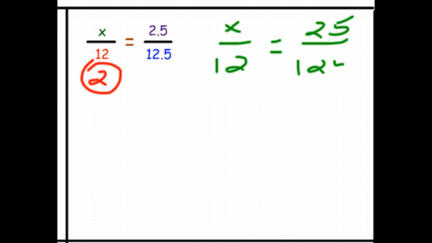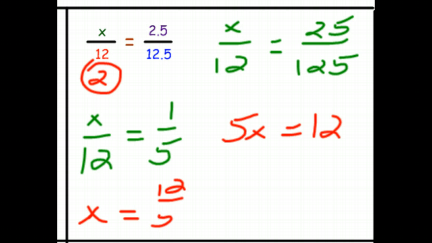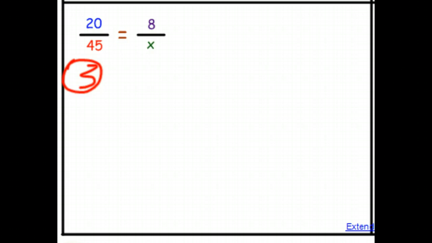Now I can do that because I'm taking a fraction. I'm creating an equivalent fraction, in this case an equivalent ratio. Once I do that, I can see that 25 divided by 125 is the same as 1/5. So x over 12 equals 1 over 5. Now we take the cross products. 5x is equal to 12. And x is then equal to, in fraction form, 12/5. Or in decimal form, 2.4.